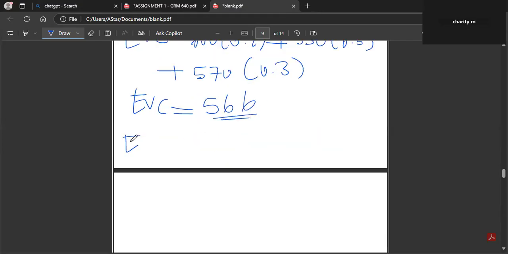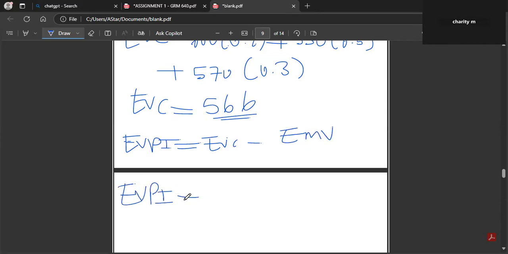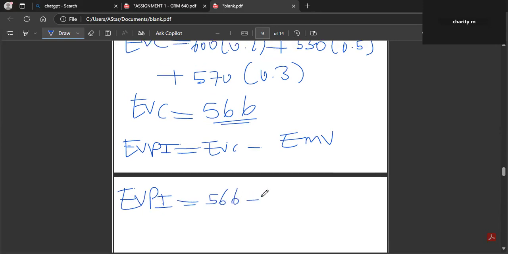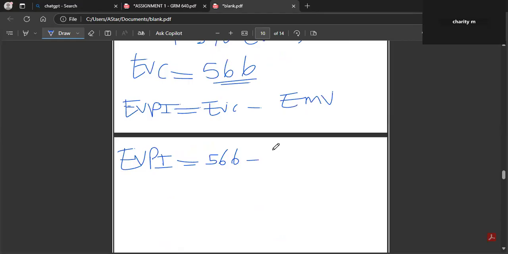So expected value with perfect information is equal to expected value with certainty minus expected monetary value. You remember this one, right? Yes. So it's 566 minus the monetary value we found, 526. So the answer is 40. Is that what you found? Yes, 40. Okay, so thank you very much for understanding.